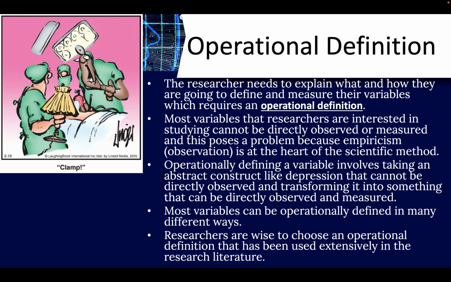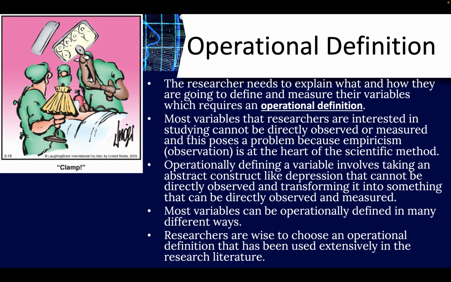Most variables that researchers are interested in studying cannot be directly observed or measured, and this poses a problem because empiricism, observation, is at the heart of the scientific method. Operationally defining a variable involves taking an abstract construct like depression that cannot be directly observed and transforming it into something that can be directly observed and measured. And of course, the example of depression, how do you measure depression? On a scale of 1 to 10, well, there's Beck's depression inventory that most people use to measure depression.